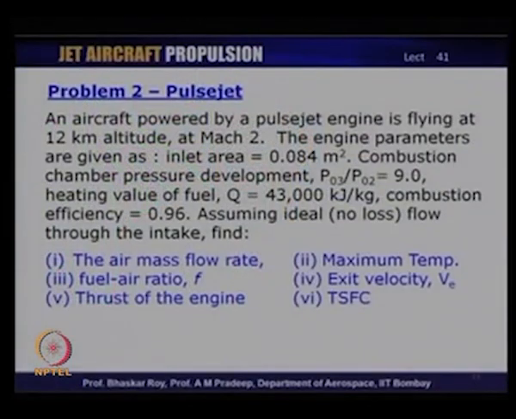A pulse jet engine problem can be posed in terms of an aircraft that is flying at Mach 2 at 12 kilometer altitude, and the engine parameters are given in terms of the inlet area, which is 0.084 meter square. The combustion chamber pressure development is given in terms of a ratio. It is a pulse jet engine, remember it is an enclosed combustion chamber, and hence the pressure ratio needs to be prescribed in one form or the other, and this prescription is the pressure ratio P03 by P02 prescribed as 9.